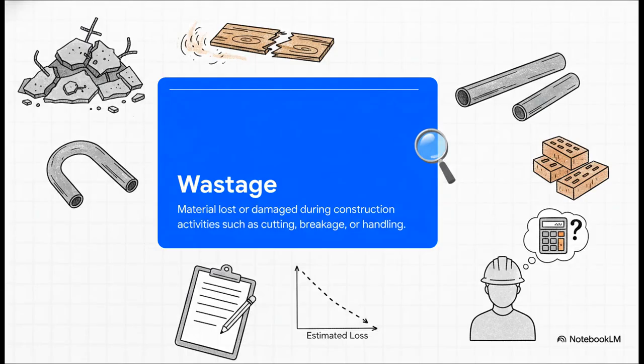So what exactly is wastage, in formal terms? Well, it's the physical material that you know you're going to lose or damage during standard work. The key takeaway here is that this is not a surprise. Not at all. It's a predictable physical loss that estimators account for from day one.